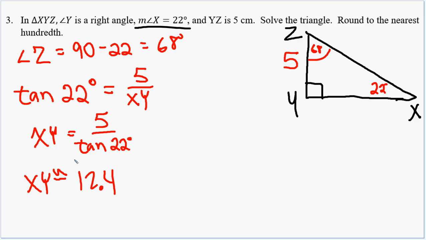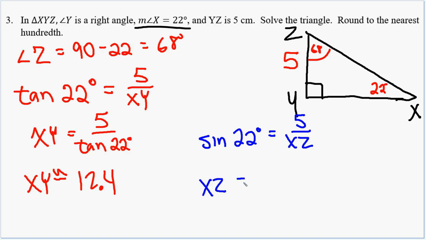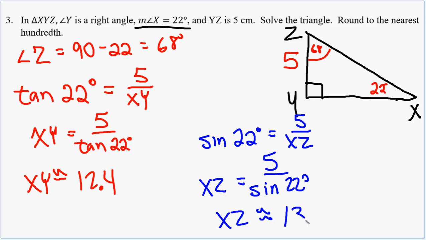Okay, one more thing to solve the triangle. We need the hypotenuse ZX, and I'm still at my 22-degree angle. I have the opposite side. I now want the hypotenuse, so that's going to be sine. The sine of 22 equals 5 over xz. So we're going to get xz alone, and that's equal to 5 over the sine of 22 degrees. And the calculator tells me that it is about 13.3. And I guess I need units. These are in centimeters. Okay, triangle solved, every angle accounted for, and every side.